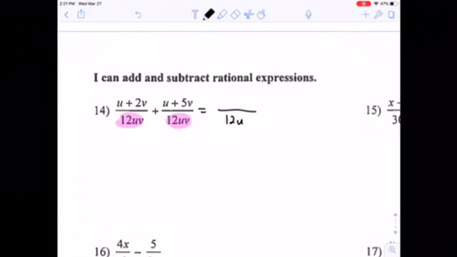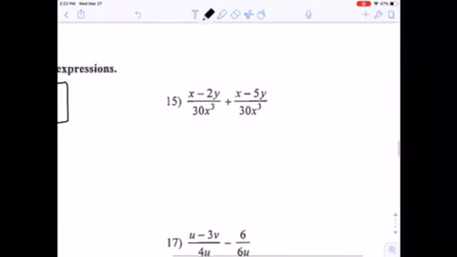So our answer will have the exact same denominator. And all you have to do is add the numerators. So u plus u is 2u. And 2v plus 5v is 7v. And you can't combine the u's and the v's, and that's your answer.